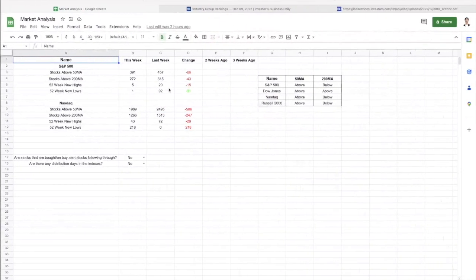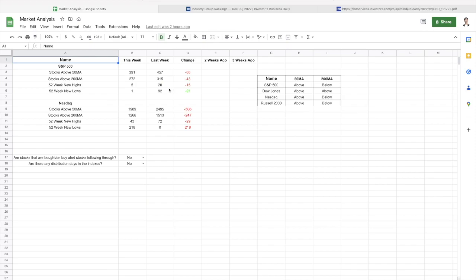So these are some examples of the stocks that I traded that stopped me out after I bought them on the breakout. So most of the stocks that are bought on the breakout or are on my buy alert were not falling through. So over here, I put a no. And for the next one, for the general market indexes, are there any distribution days in the indexes? So while the overall markets did decline last week, there weren't any distribution days yet.